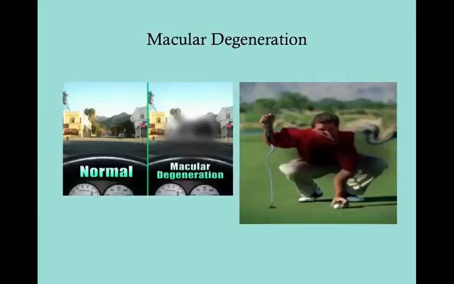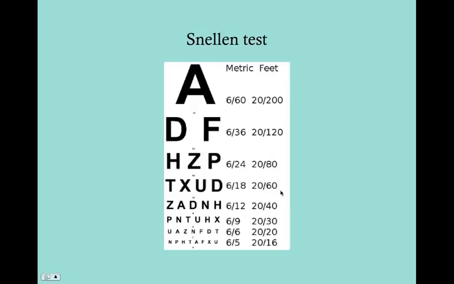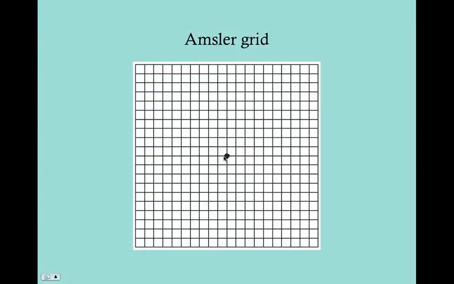So this is how a person with macular degeneration may see. They oftentimes will have blurry vision in the area of focus. They also can have this distortion present too. So here's the Snellen test, and then the Amsler grid.